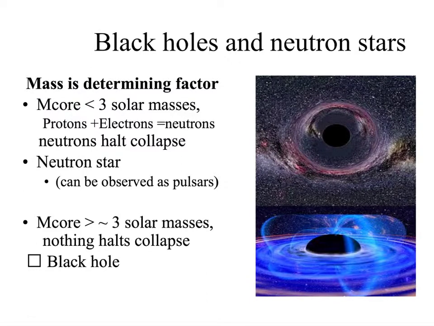If you have a stellar core that is less than 3 solar masses, you have your protons and your electrons, which are unstable, recombining to form neutrons, hence the name neutron star. So the formation of the neutrons halts the star's collapse. And these can be observed as pulsars, which I'll talk about in a moment. But if you have a stellar core that is greater than 3 solar masses, there's nothing that can halt that collapse, and that's where you get a black hole. So they're both a result of a stellar core collapse after a supernova, but mass is your factor as to which outcome you get.